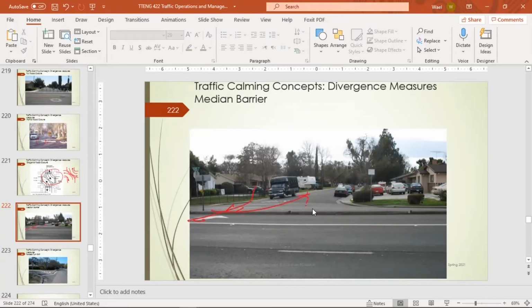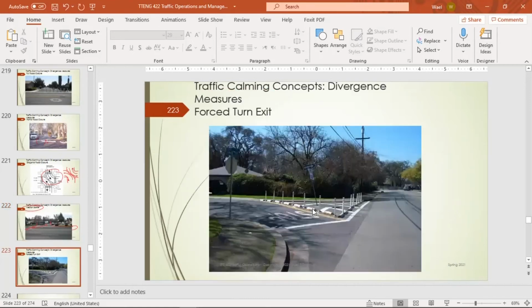This perhaps caused accidents, it's risky, so they put a median and you must go and make a U-turn from here, then you go and make a right turn. So this is done by having a median barrier. This is another example for partial closure. So you have only exit, no entry.